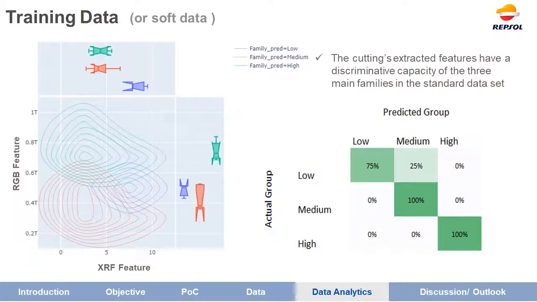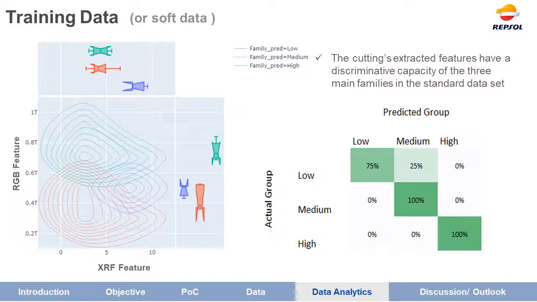We use a clustering algorithm, K-means, to test the discriminative capacity of the cutting's features. Notice in the graph the classification of the three groups of samples, low, medium, and high permeability, based on the cutting's extracted features. You can see in the x-axis the XRF and in the y-axis the RGB features. Although there is a partial overlap, the three groups are fairly recognized.